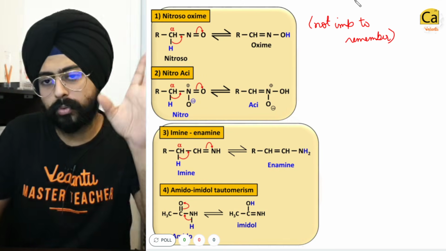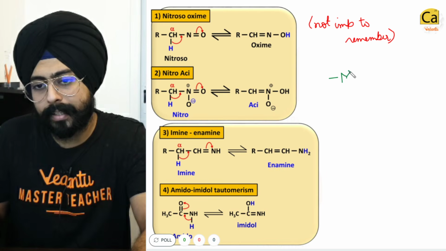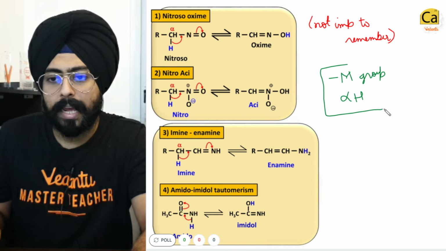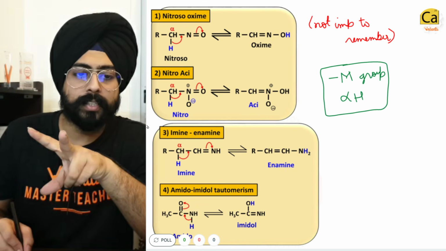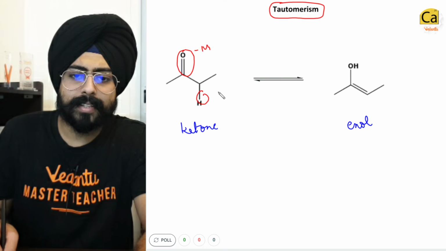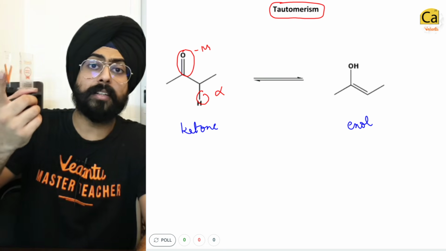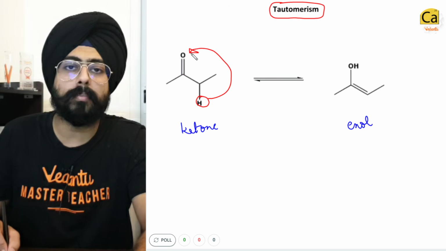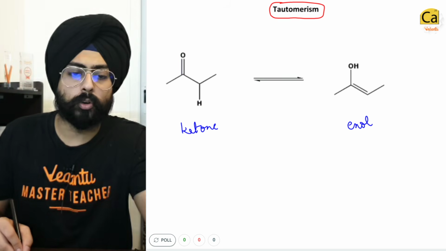In all of these cases, there is one thing that is common. There is a -M group and there is an alpha hydrogen. If you have an alpha hydrogen to a -M group, let's try to understand this over here. -M group, and this is the alpha hydrogen. If there is a -M group and alpha hydrogen, this alpha hydrogen can migrate to the corner of the -M group, and that is what tautomerism is.